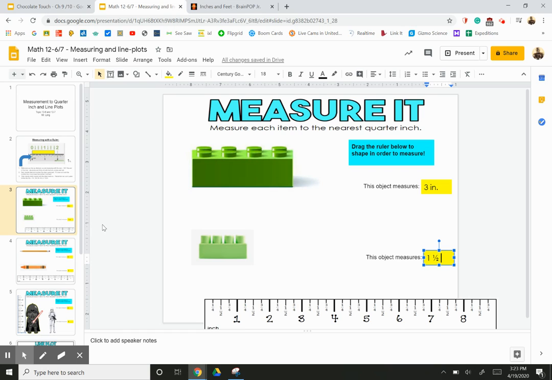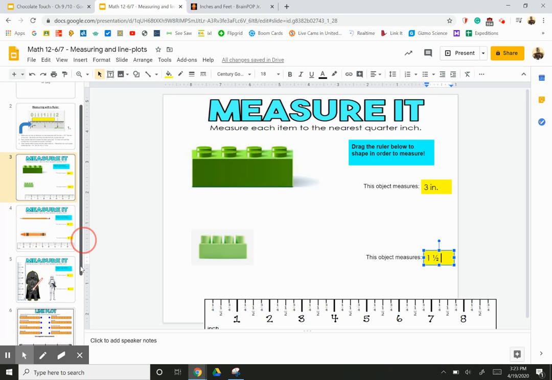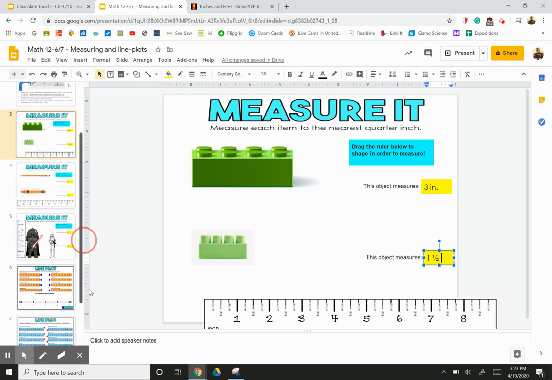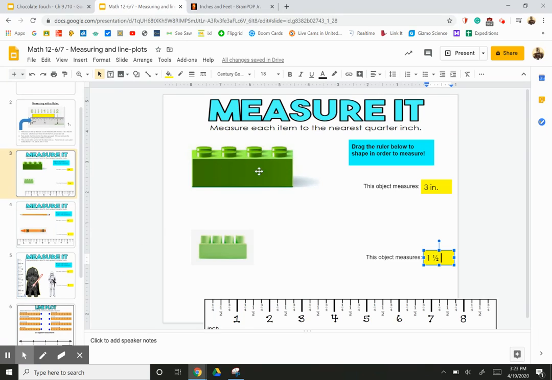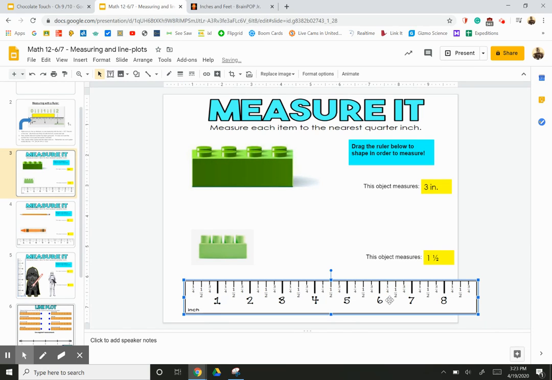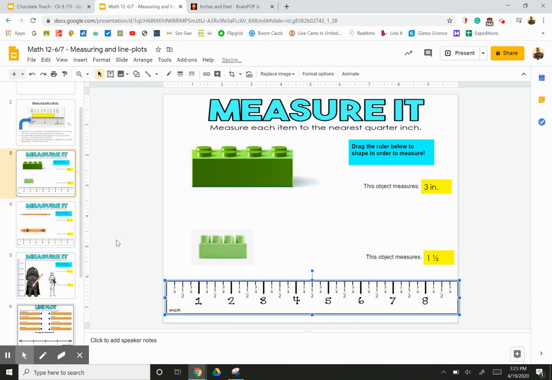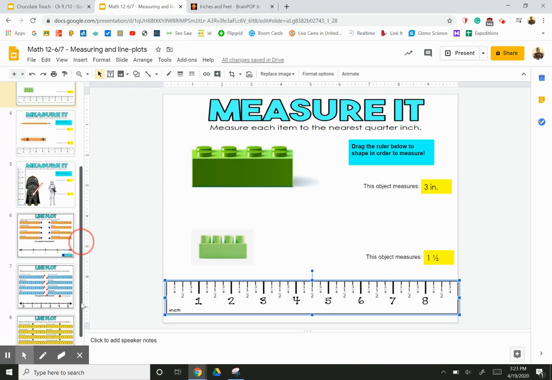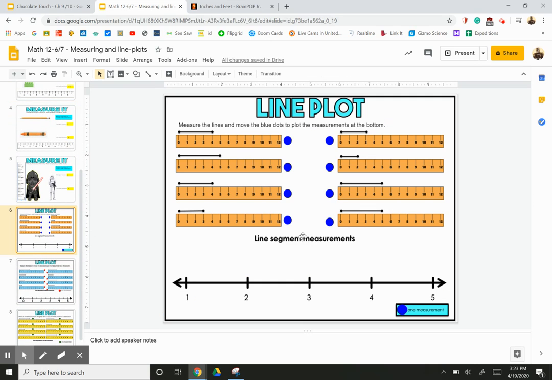Okay, so you're going to do a couple slides. I think I have to add a slide in there. You're going to measure them just like I did with the ruler, and you're going to put it in. Just practicing measurement, remembering that you have to start at the 0. Now, the line plot. The line plot is just a way for me to organize my data.